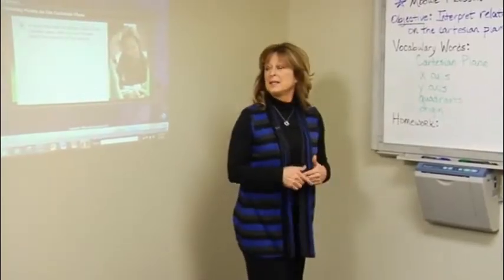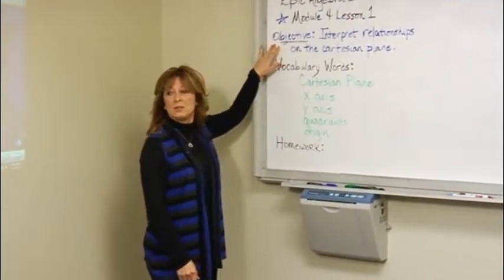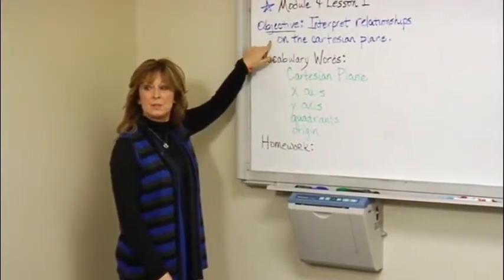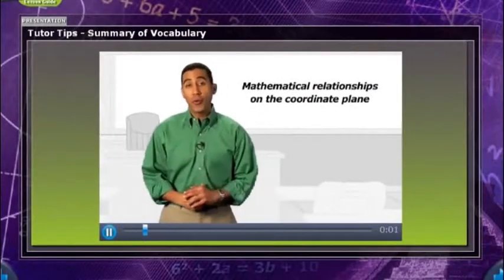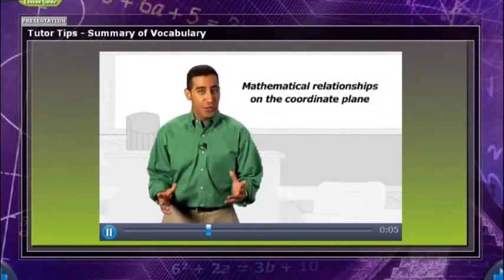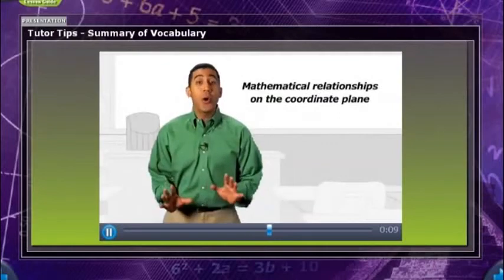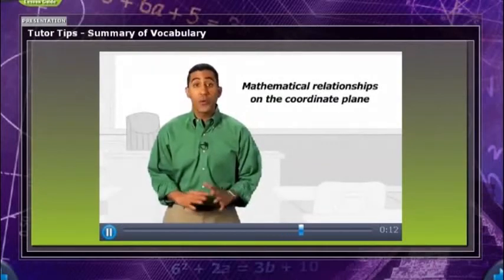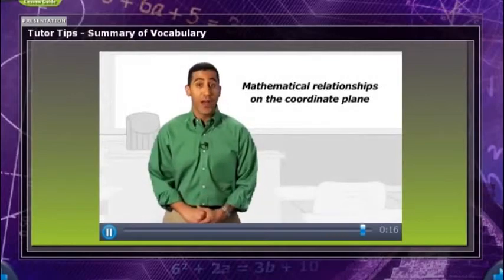All right, let's review and summarize what we've learned today. Our objective, of course, was interpreting relationships on the coordinate plane. So are you clear on the point of origin and where the x and y axes are? If any of these terms confuse you, take a minute to review them before moving forward. You need to be totally comfortable with the terminology so we can get started with the locations and types of points in each quadrant of the graph.